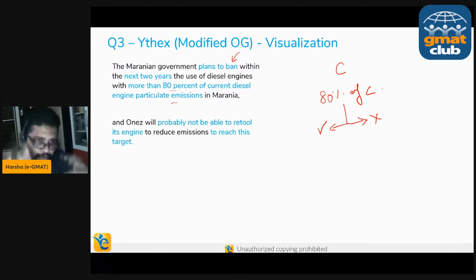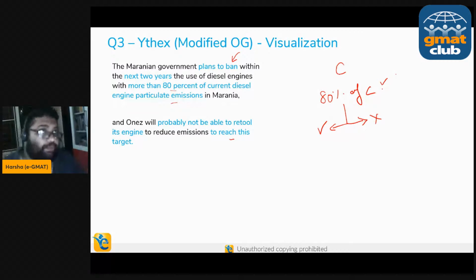The next line gives more context. Ones will probably not be able to retool its engine to reduce emissions to reach this target. The first piece of information you get from here is that the one's engine is not meeting this new target. The question you have to ask is, is it meeting the old target? Given the fact that it is widely used, it's reasonable to say that it must be meeting the norms currently. Otherwise, you cannot expect the engine to be so popular, widely used. But is it going to be able to meet the new criteria? That's what the author told. It's not meeting the new criteria, and there is nothing that can be done to make it meet the new criteria. They're probably not going to be able to change this engine enough to meet the new criteria.